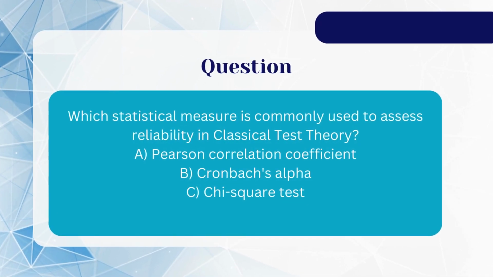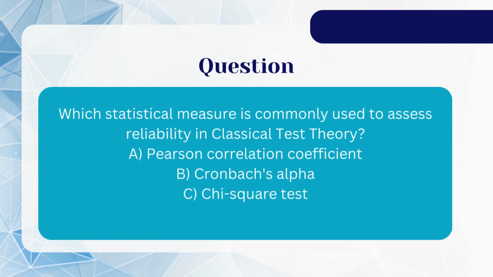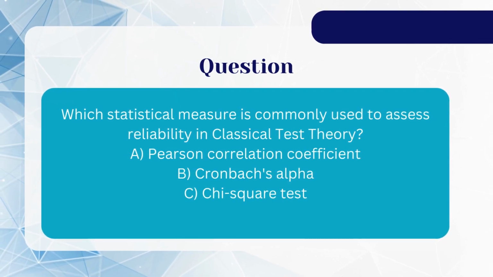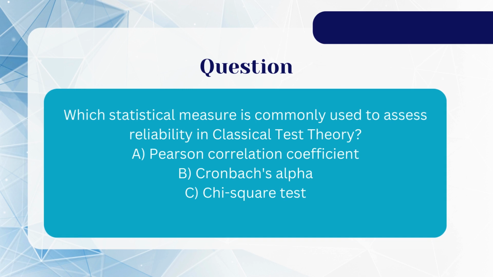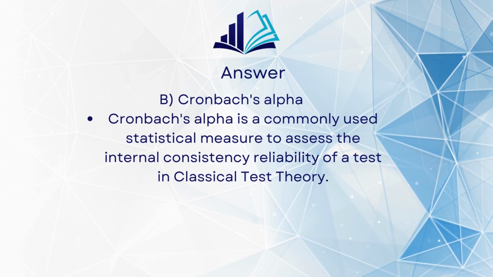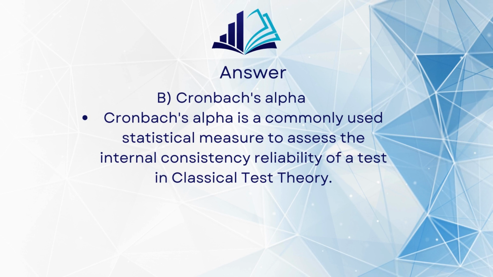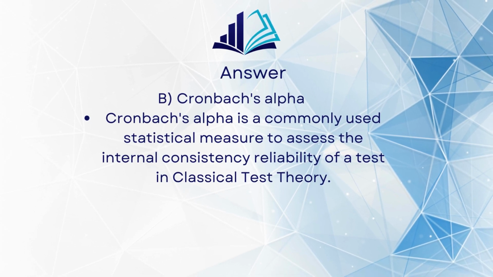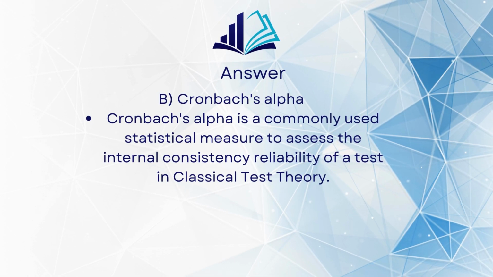Which statistical measure is commonly used to assess reliability in classical test theory? A. Pearson correlation coefficient. B. Cronbach's alpha. C. Chi-square test. B. Cronbach's alpha. Cronbach's alpha is a commonly used statistical measure to assess the internal consistency reliability of a test in classical test theory.